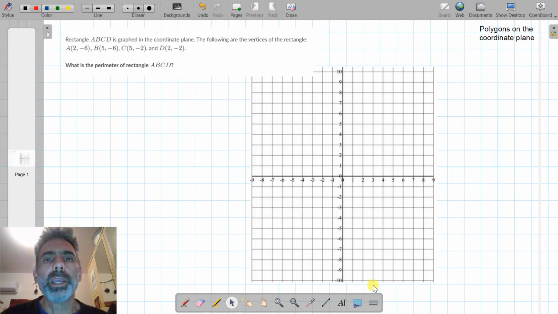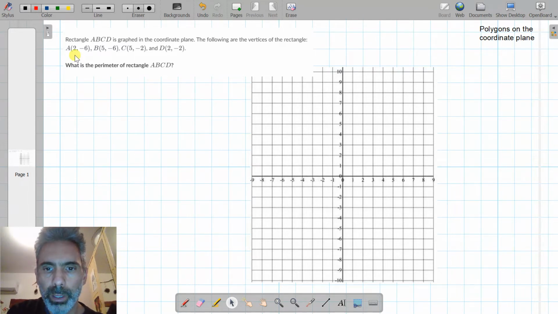Hi, in this video I'm going to take quiz number 4 in the geometry unit, and the quiz is about polygons on the coordinate plane. The first question is, rectangle ABCD is graphed in the coordinate plane. The following are the vertices of the rectangle. So let me draw the rectangle.